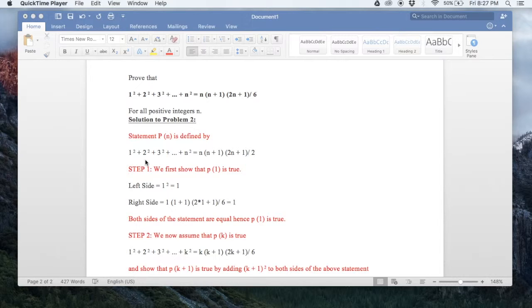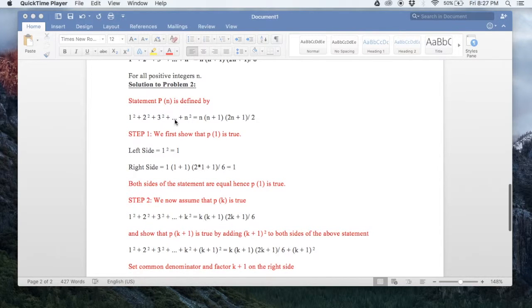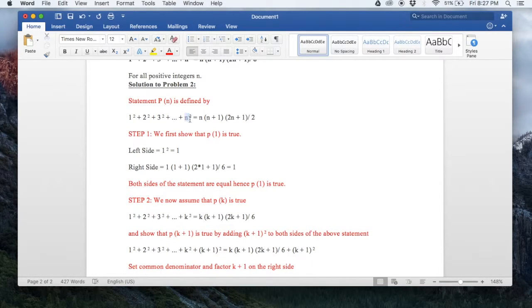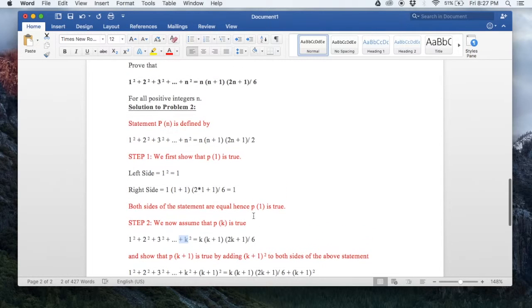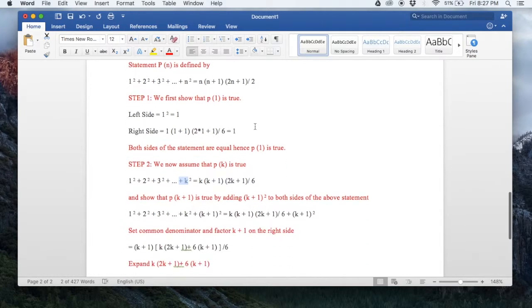Step 2 says, we now assume that P(k) is true, with n equals k. So that means that everywhere that there is an n, there should be a k. So here, that's why you have 1 squared plus 2 squared plus 3 squared plus ... plus k squared equals k times (k plus 1) times (2k plus 1) divided by 6. Just like in the problem above, where it says n squared equals n times (n plus 1) times (2n plus 1) divided by 6.